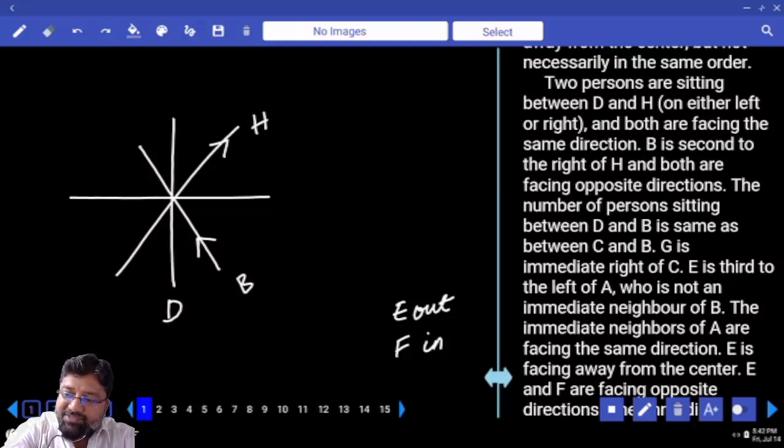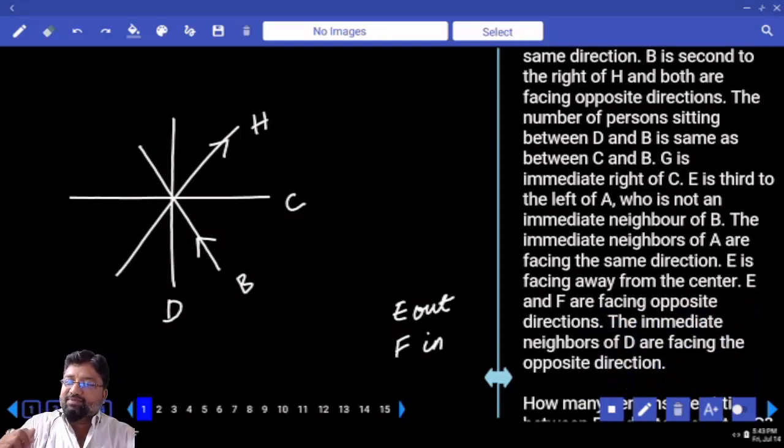The number of people sitting between D and B is same as C and B. And then this is one possibility. Instead of taking H as inside, now I have taken H as outside. Let us try this first. The number of persons sitting between D and B is same as the number of persons sitting between C and B. G is immediate right of C. G is immediate right of C. So this possibility has gone.